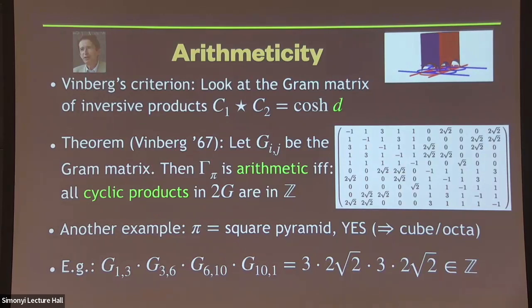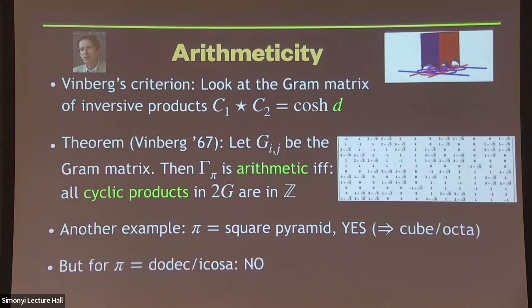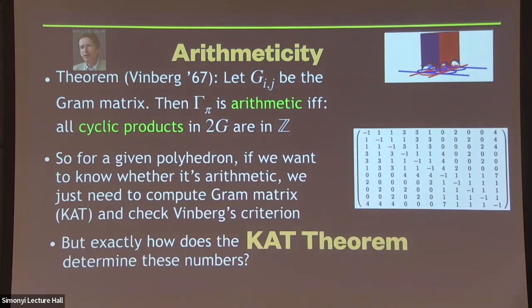Okay, so that's the arithmeticity criterion. Let's compare this to the icosahedron, dodecahedron, or what's basically the same in this case, the pentagonal pyramid. The Koebe-Andreev-Thurston theorem gives you elements that look like 2 plus root 5. So if I go from that wall right back to where I started, I just get 2 plus root 5 squared, which is not an integer. So this is non-arithmetic. Great. If we have a polyhedron, we want to know whether it's arithmetic, we just compute this Gram matrix and check Vinberg's criterion.